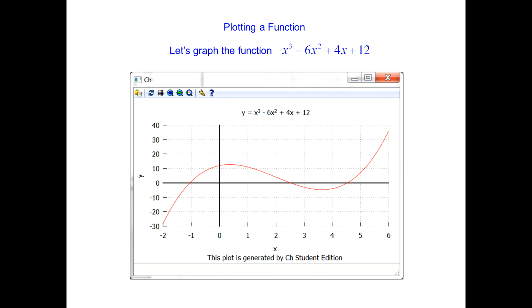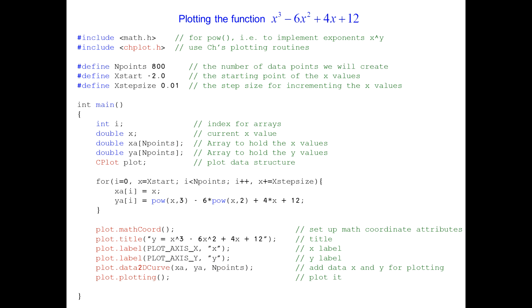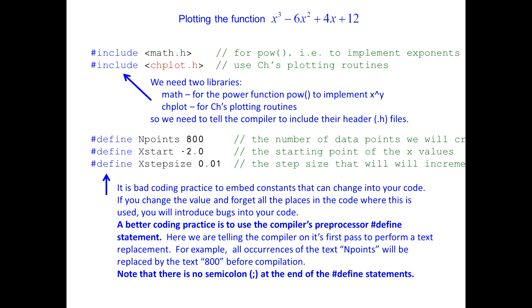Okay, so let's make use of our looping constructions and some testing. We will plot the function x cubed minus 6x squared plus 4x plus 12, and we're actually going to plot this in CH. Okay, so here's the function that will plot this, and we'll go through what all this code means.